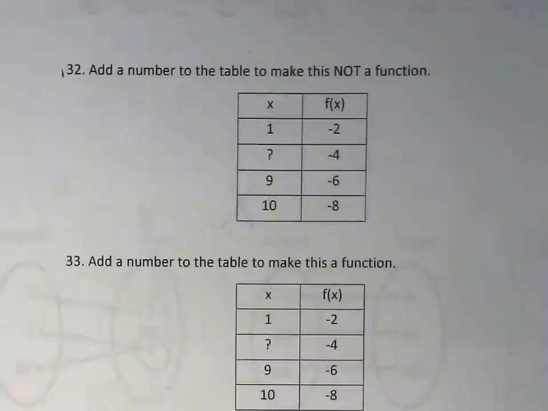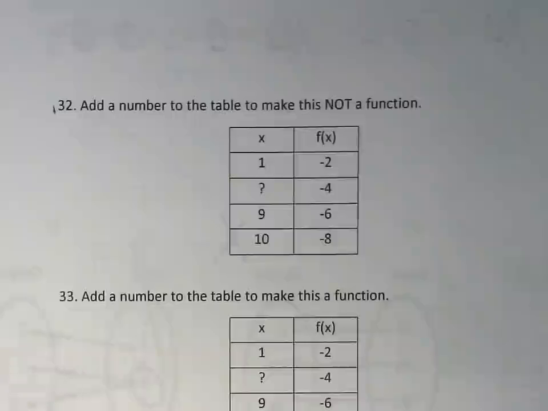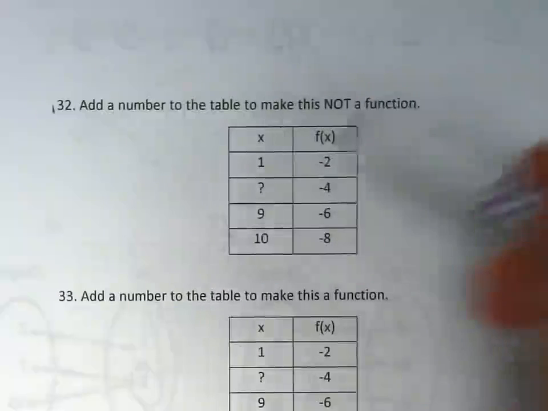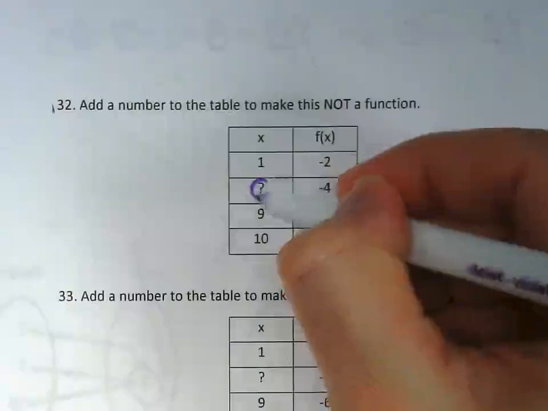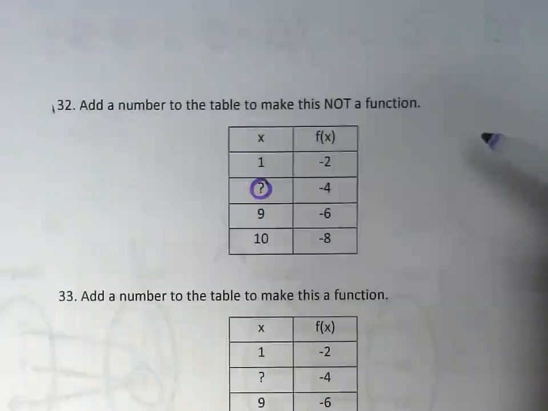So in this video we're going to talk about numbers 32 through 34. First off, looking at 32, it says add a number to the table to make this not a function. So again, when you're looking at your x's, we're looking at this number right here. What can we put there to make it not a function?